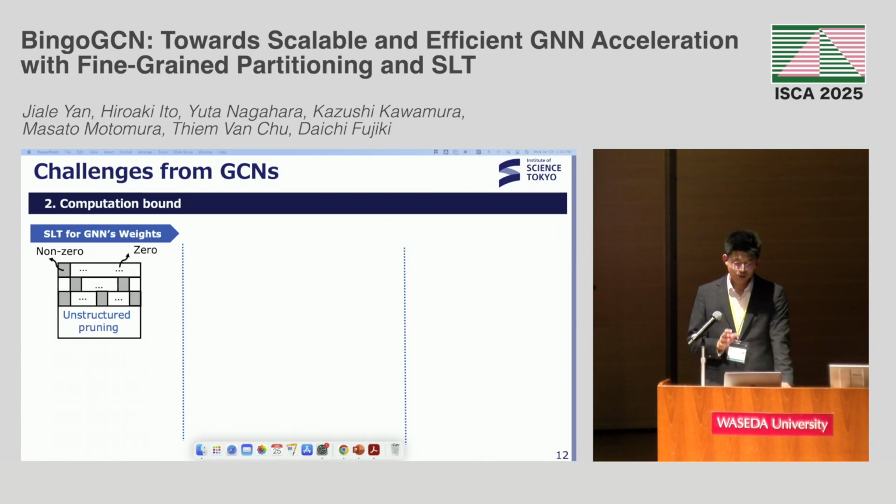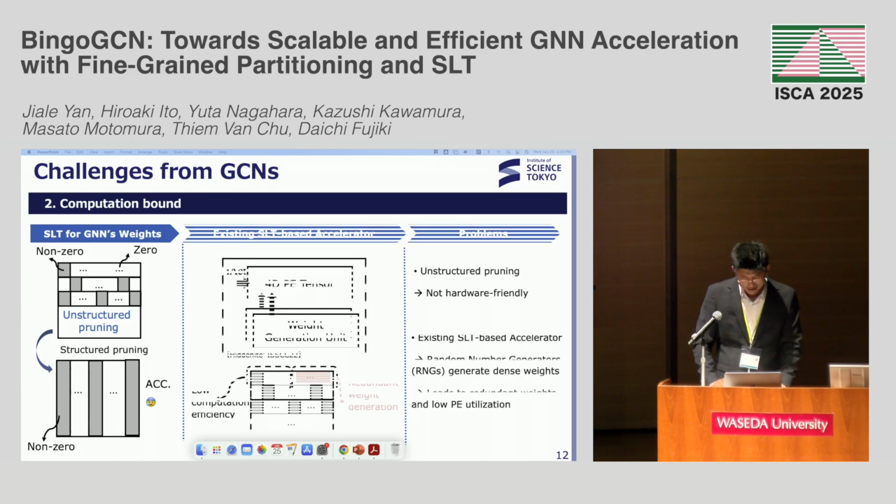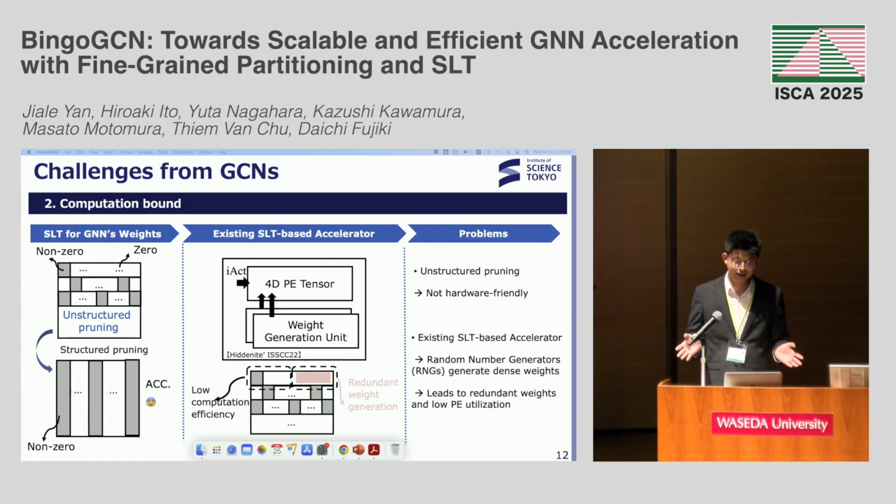However, applying the strong lottery ticket to GNNs brings two main issues. First, it often uses unstructured pruning, which creates irregular weight patterns that are difficult for hardware to handle. And structured pruning helps us, but it hurts accuracy, right? Second, current strong lottery ticket accelerators like HiddenNet use a random number generator, but it usually generates dense weights and is not aware of sparsity.